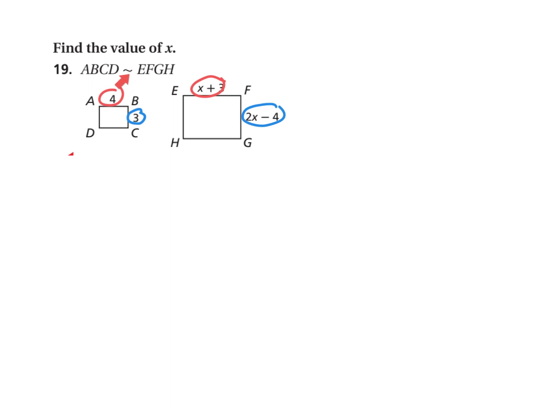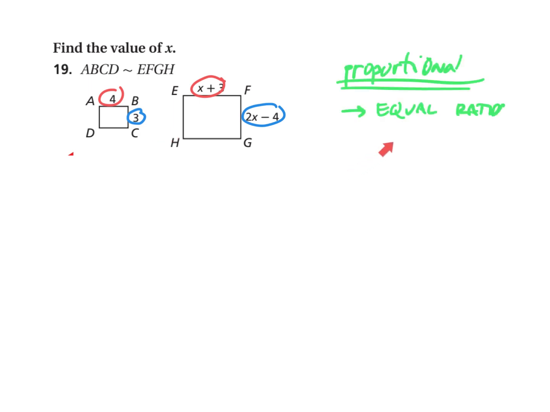And similarity guarantees that corresponding sides are proportional. Now, what does proportional mean? Proportional means equal ratios. What does that mean? It means two ratios are equal of corresponding sides. So the corresponding sides where short corresponds to short.